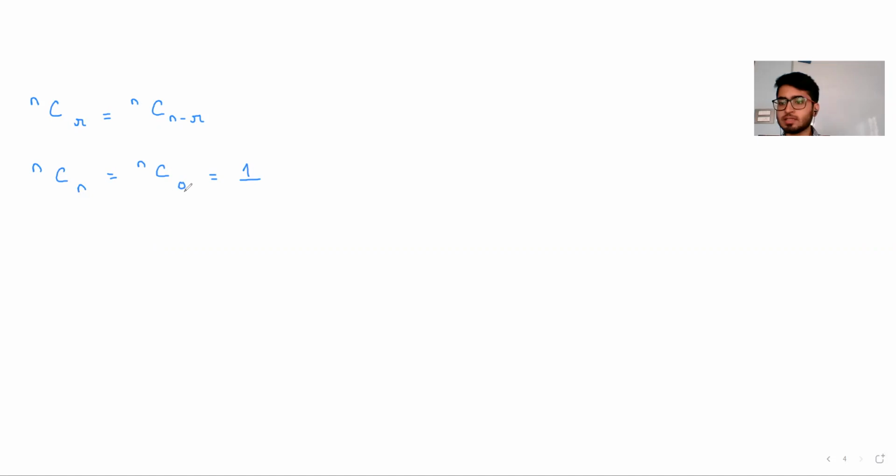Similarly, nC0, there are n objects, we need to select 0 objects out of them. How many ways are there? Just one. We don't select anything. The only way to select 0 objects out of n objects is just one way. You do not select anything. So that's one.